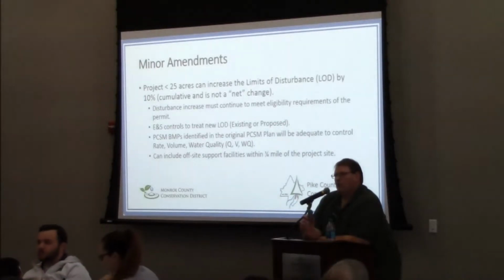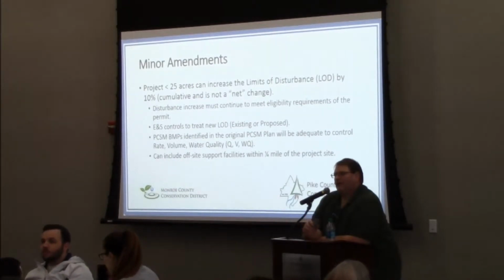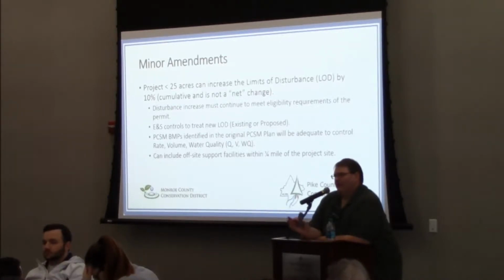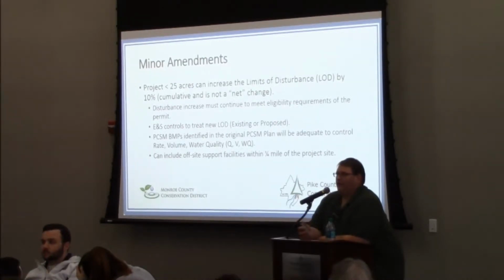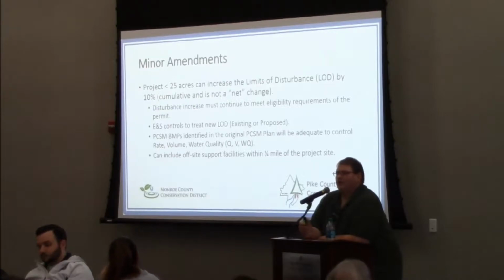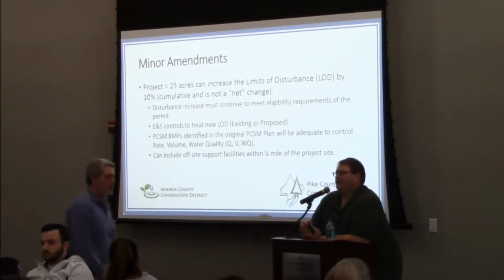So again, that area that's identified on the NOI is tied to the limit of disturbance line shown on the plans. So it's not, I'm going to rob Peter to pay Paul. It's a true net change. And it's cumulative, so you need to be tracking that. The disturbance increase must continue to meet the eligibility requirements of the permit. So what the heck does that mean? Anybody have any ideas?